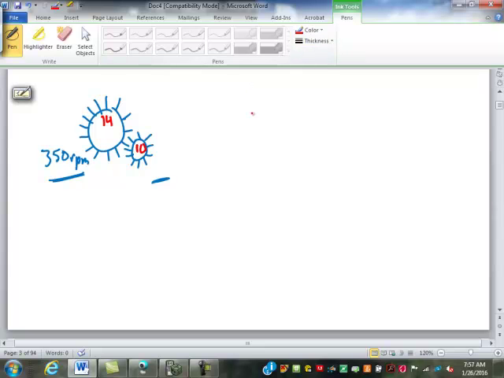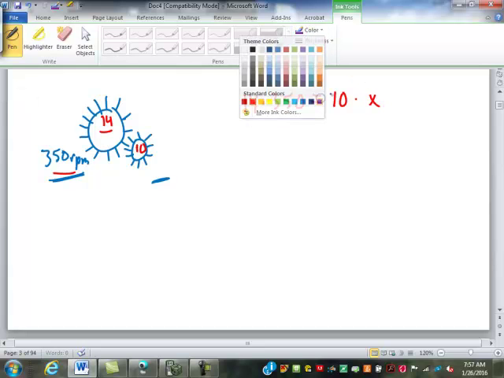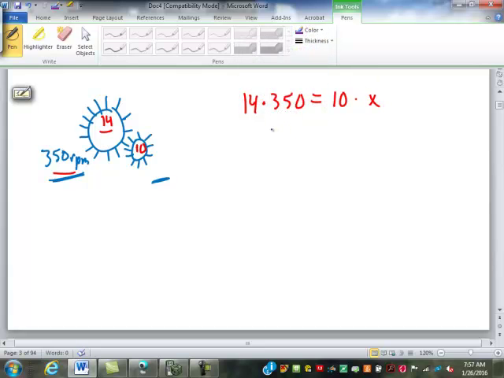What'd you come up with? 250 is a little small. 490 sounds better. Remember, this is an inverse proportion. The number of teeth gets smaller, the RPM has to get larger. So we're not doing ratios, we're doing products. So it's the number of teeth times the speed, size times speed. So 14 times 350 equals 10 times x. So now we're going to multiply and divide.